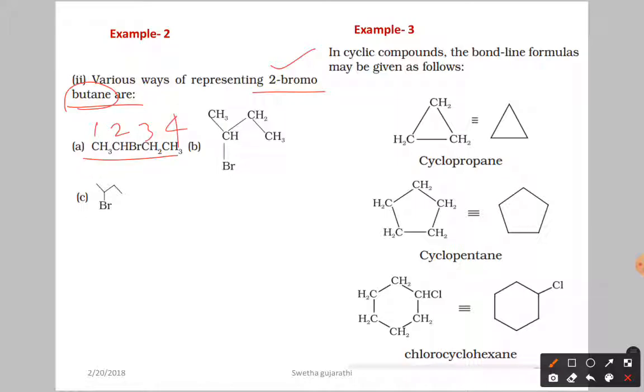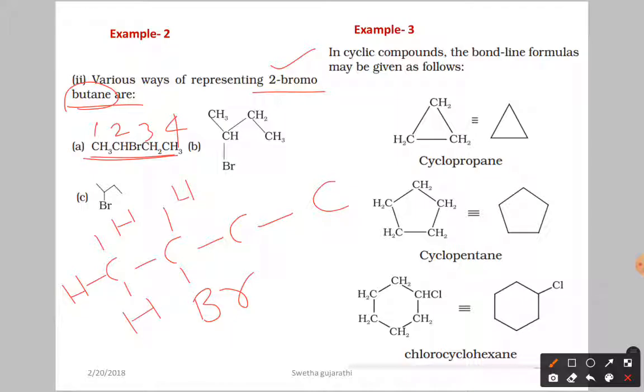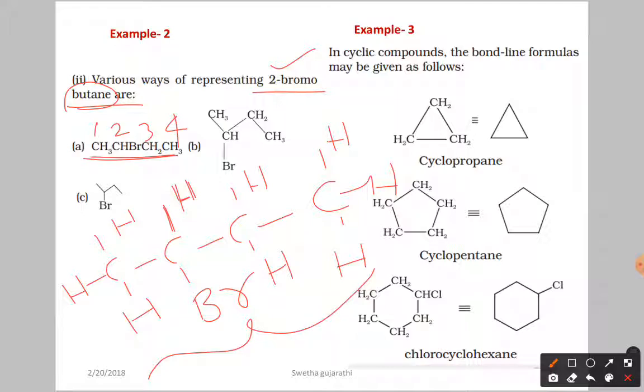If you write the complete structure here, this is the 4 carbon butane. At the second carbon we have the bromine, and we have to satisfy the valency of carbon. Here 3 bonds are over, so for the remaining bond I write one hydrogen. Here again hydrogen, hydrogen, carbon valency satisfied, hydrogen, hydrogen, hydrogen. This is the complete structure. The earlier one is not the complete structure. This is 2-bromobutane; at the second carbon we have the bromine atom.